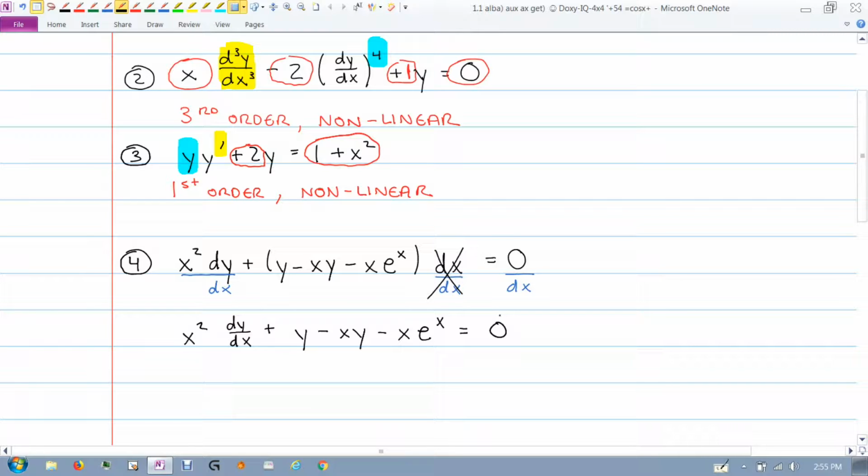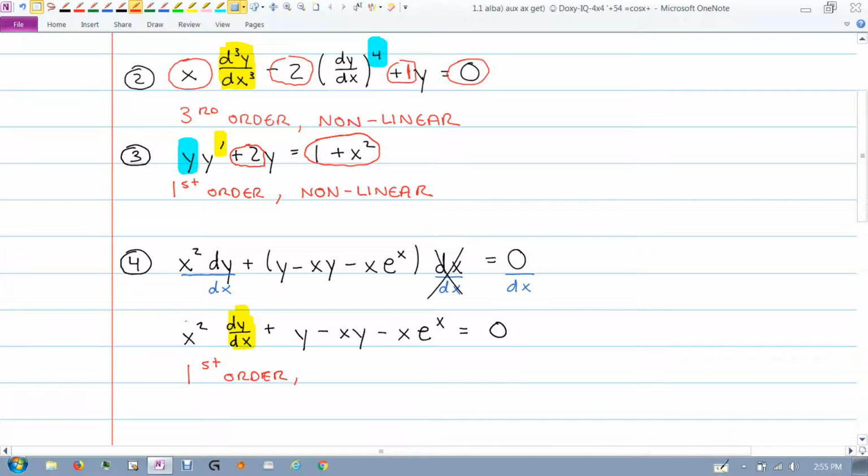And so now let's check some things. How about the order? Well, here we go. We've got this right here, our first derivative. That means we've got a first order differential equation, because the highest derivative we take is the first derivative. So we have first order.